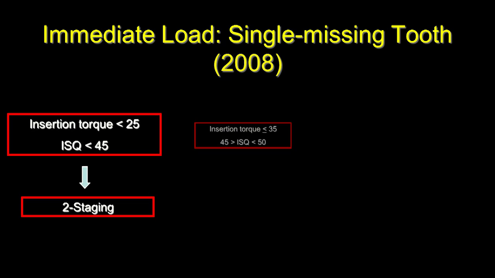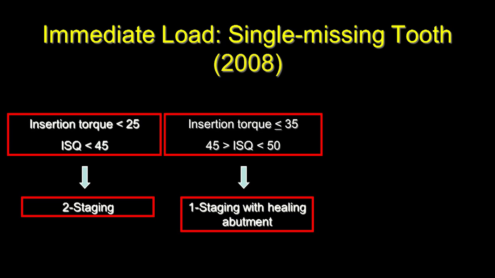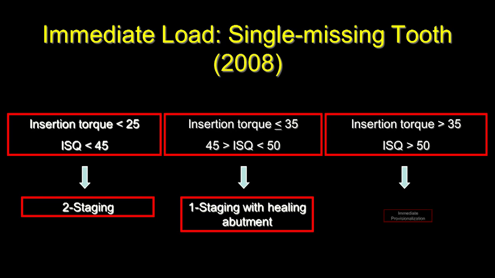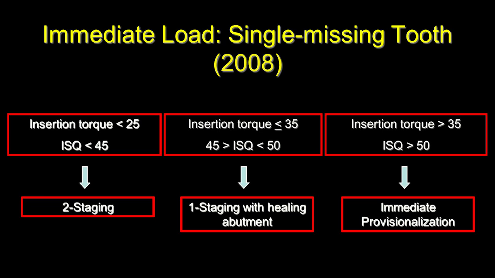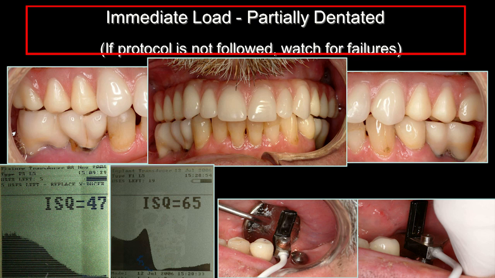If the insertion torque was equal to 35 newton centimeters and the ISQ value ranged from 45 to 50, we would one-stage with a healing abutment. And if the insertion torque was greater than 35 and the ISQ value greater than 50, again, we would consider immediate provisionalization. Now, selecting that ISQ value of 50 as a cutoff value, we were seeing some failures with this algorithm.